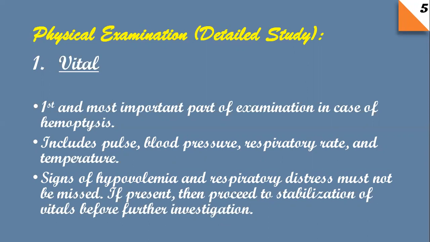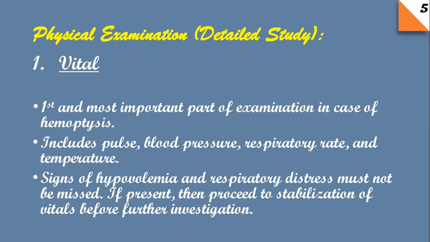So what are the signs of hypovolemia? It includes cold, clammy extremities, increased pulse rate, increased capillary refill time, signs of hypotension, orthostatic hypotension, poor skin turgor, dry mucous membranes, weak peripheral pulses, and other signs as well.